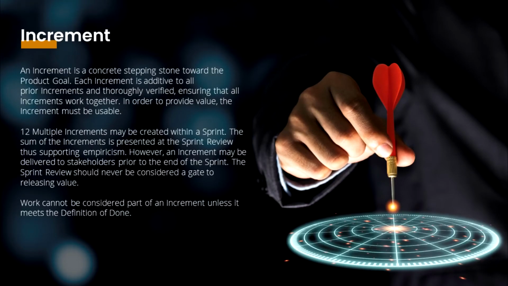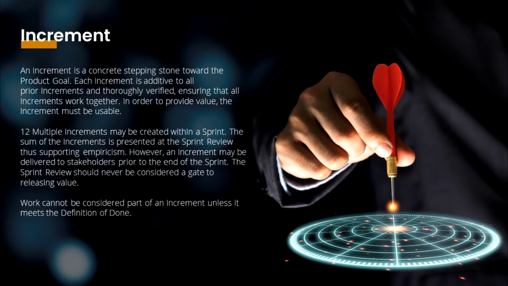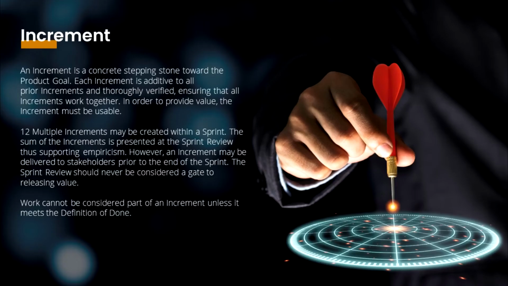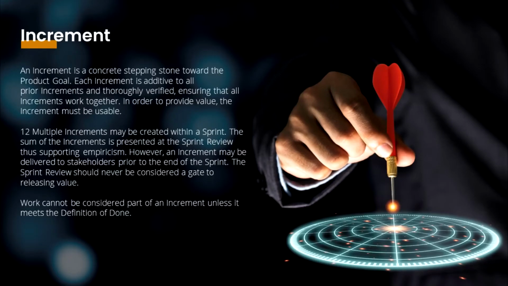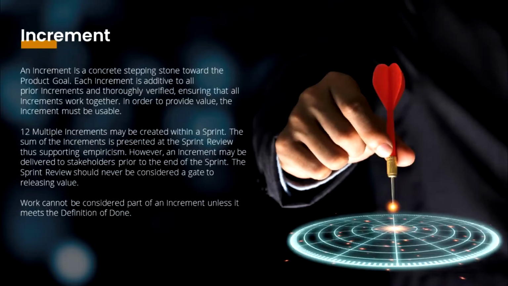Increment. An increment is a concrete stepping stone towards the product goal. Each increment is additive to all prior increments and thoroughly verified, ensuring that all increments work together. In order to provide value, the increment must be usable. Multiple increments may be created within a sprint. The sum of the increments is presented at the sprint review, thus supporting empiricism. However, an increment may be delivered to stakeholders prior to the end of the sprint. The sprint review should never be considered a gate to releasing value. Work cannot be considered part of an increment unless it meets the definition of done.